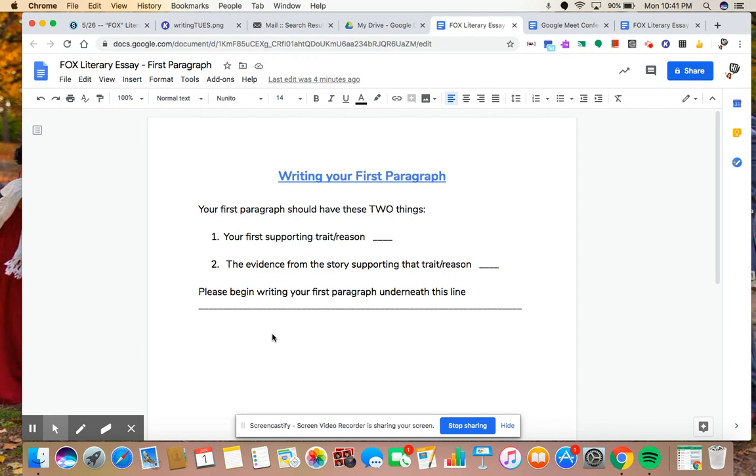Today we are going to begin writing our first paragraph for our literary essay. So you should have already done your introduction paragraph. If you didn't, it is very important that you do your introduction paragraph first before you do your first paragraph.